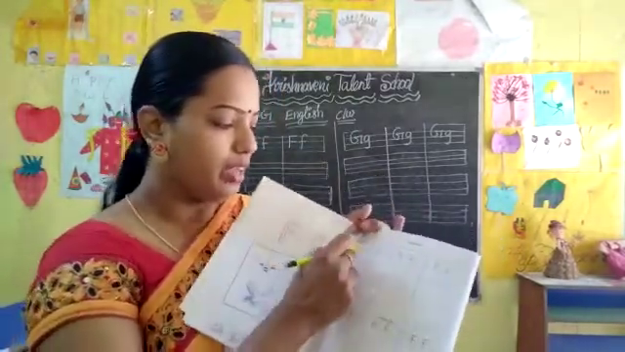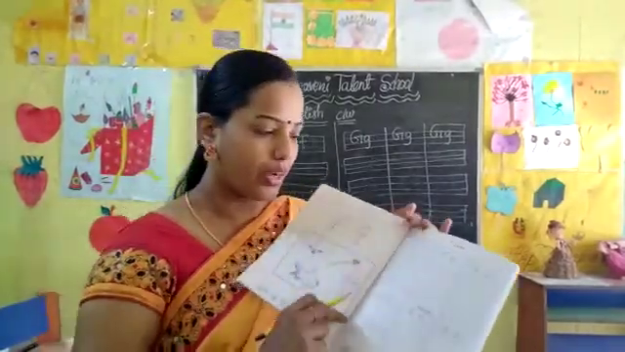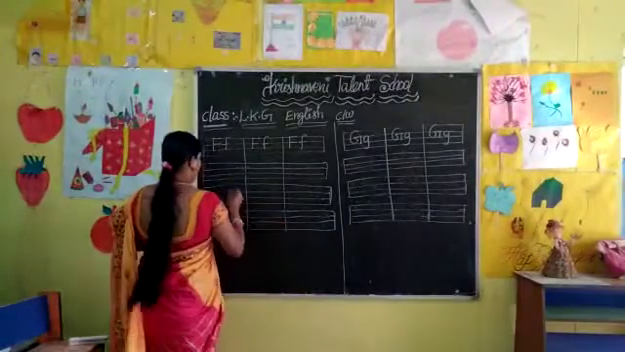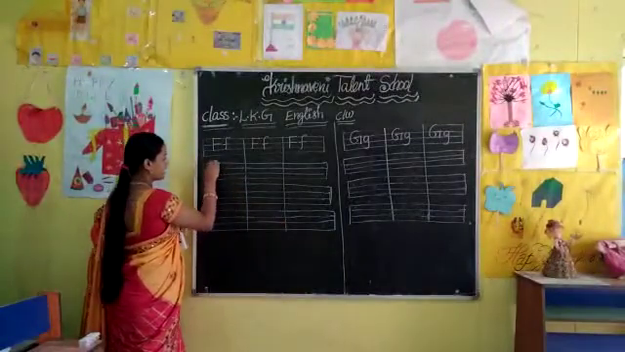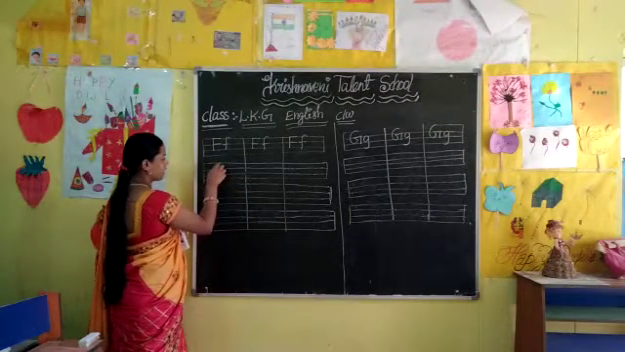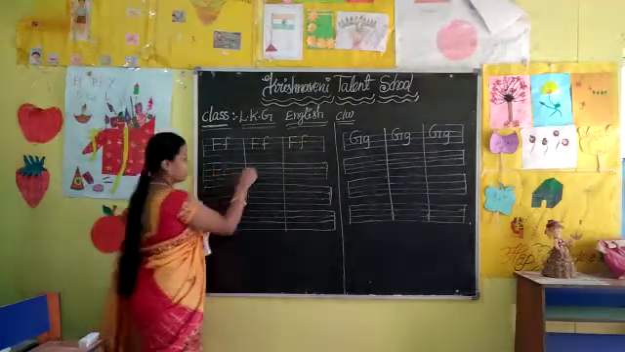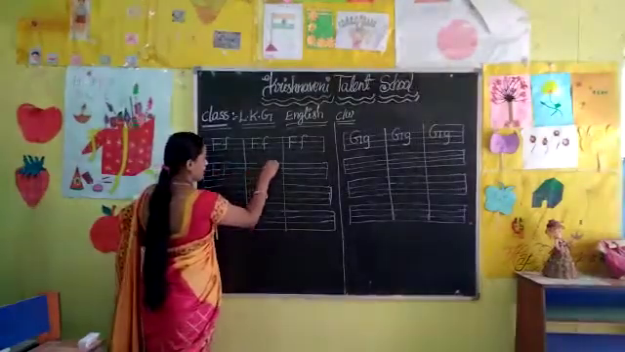What is there here? Capital F and small f is there. The classwork says you have to see the board and write. How to write capital F? Take one standing line and take two sleeping lines like this. This is the capital F and this is the small f. Touch these three lines only, both of them. This is the letter F.